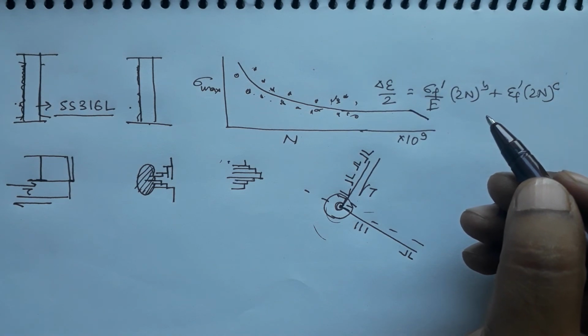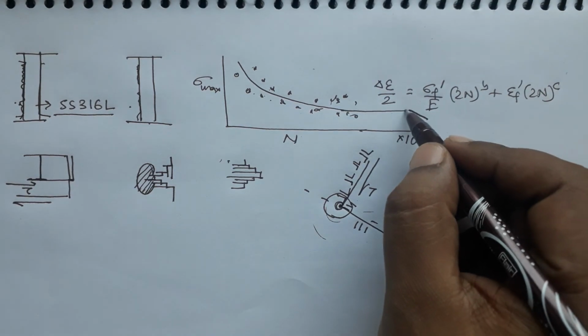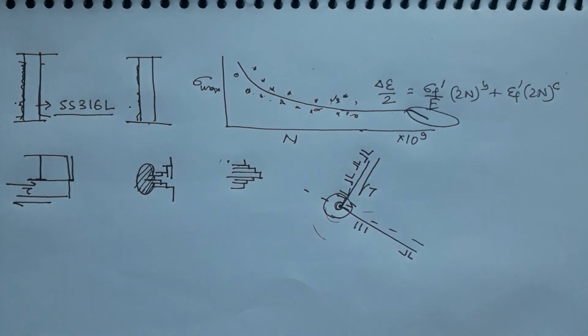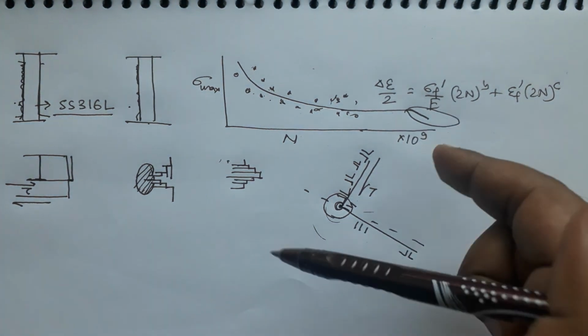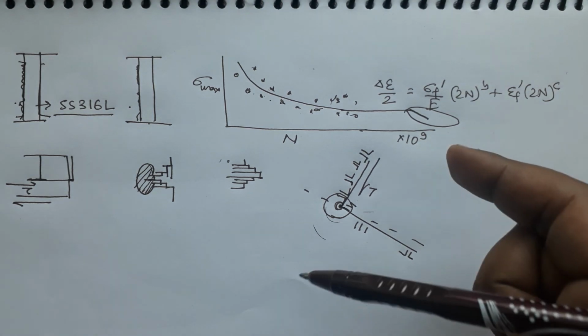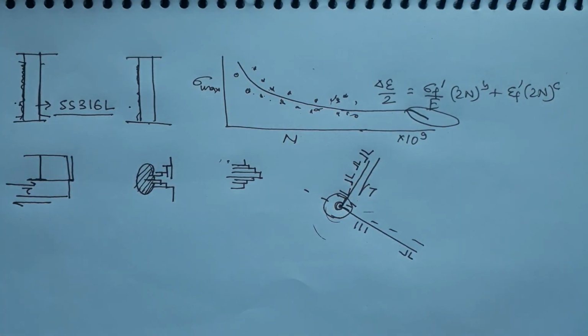Apart from this, what else was found? In this case, at a very high number of cycles, when the material fails, it does not fail because of damage from the surface, but because of damage which comes from inside. So, what is happening there?